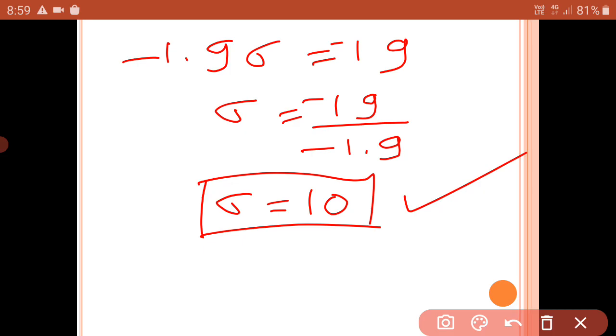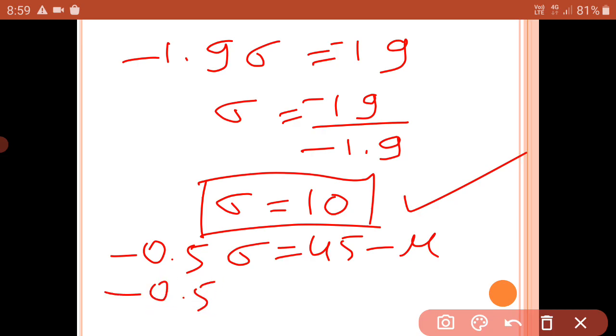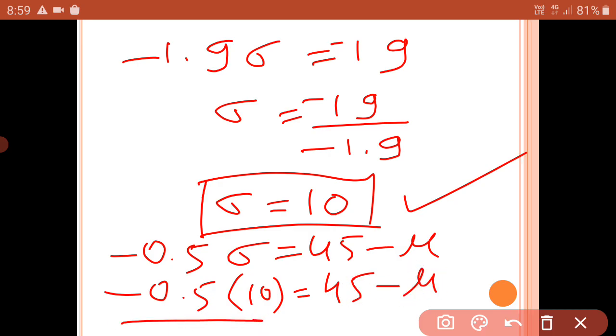After that, sigma's answer we apply in any one of the equations, like minus 0.5 sigma is equal to 45 minus mu. So minus 0.5 into bracket 10 is equal to 45 minus mu. Multiplication of this value, answer is minus 5. Minus 5 is equal to 45 minus mu.